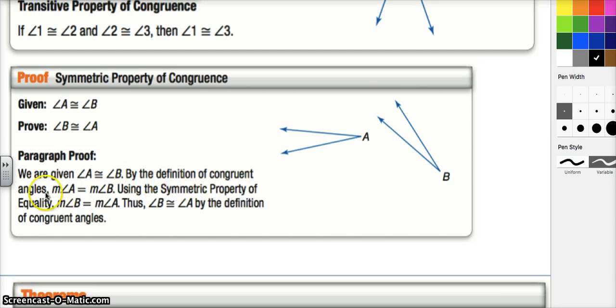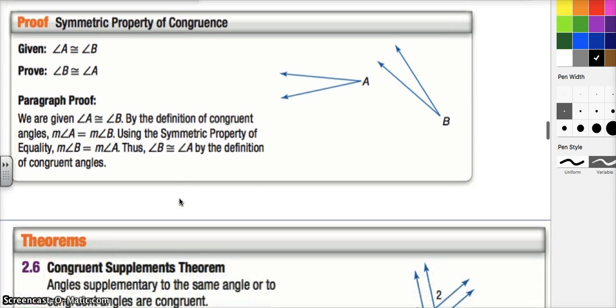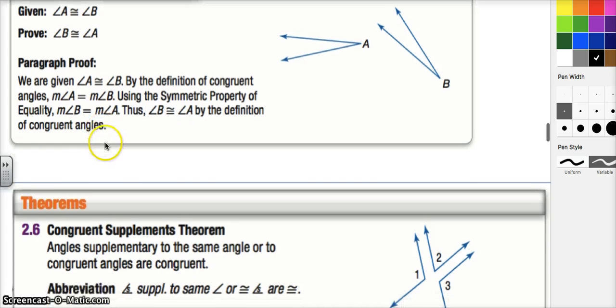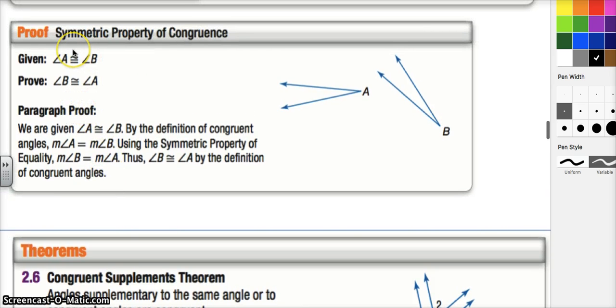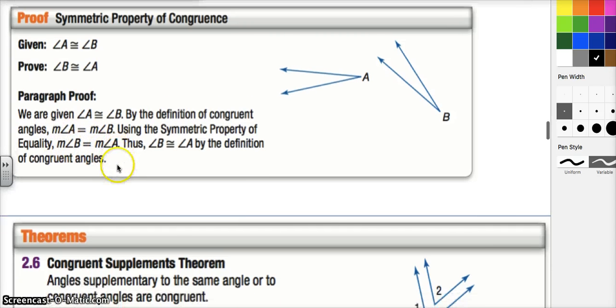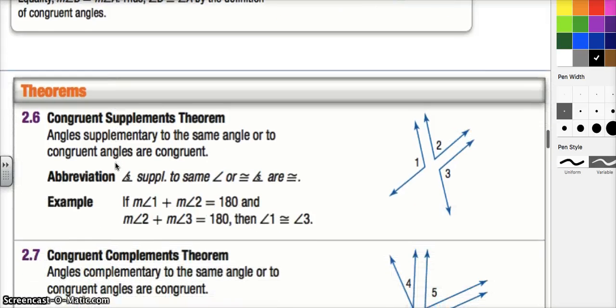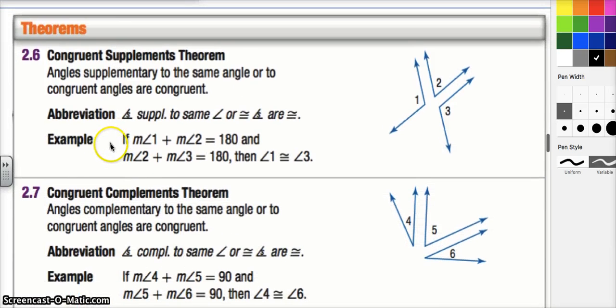You could start with the given information. By definition of congruence, these measures are equal. Use the symmetric property of equality. You can switch them. Thus, you can get this here. And it's not that deep. It seems almost frivolous, but it is an important concept to understand that we can't just jump to symmetry without using the symmetric property of equality with the numbers. And so we get numbers here when we talk about the measure of the angles. Subtle, but good to know. All right, so here, these are important.